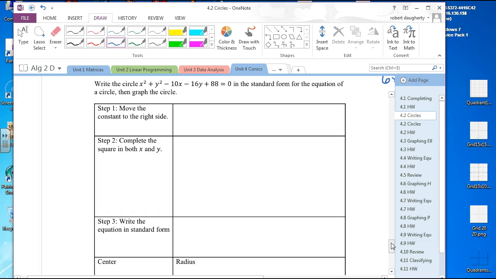Now, this gets into a little bit more algebra and completing the square, which is why we did this. This is a circle. So write this circle in standard form and then graph the circle. So here's what I want to do. I want to gather up my x terms and my y terms. I want to move that constant over to the other side of the equation. Now I need to complete the square in both the x variable and the y variable. So let's just leave a little bit of extra space.